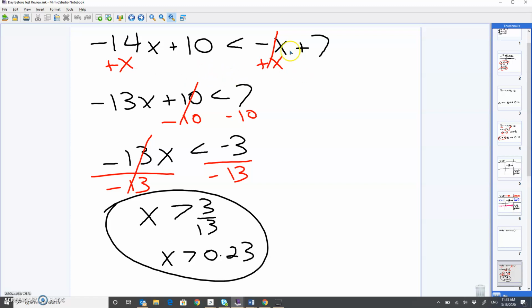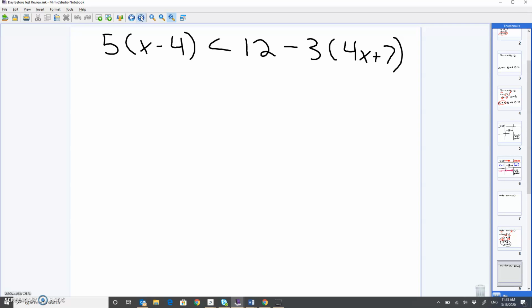To solve this, I attempted to gather my x's all together, so I minused x from both sides. Negative 14x plus x became negative 13x. My next goal was to move the 10 to the other side so I could get the x by itself. So I subtracted 10 from both sides. Finally, I had to divide by negative 13 to isolate the x. Once again, this dividing by a negative number flips our inequality sign, and our two negatives here become positive. Next question.